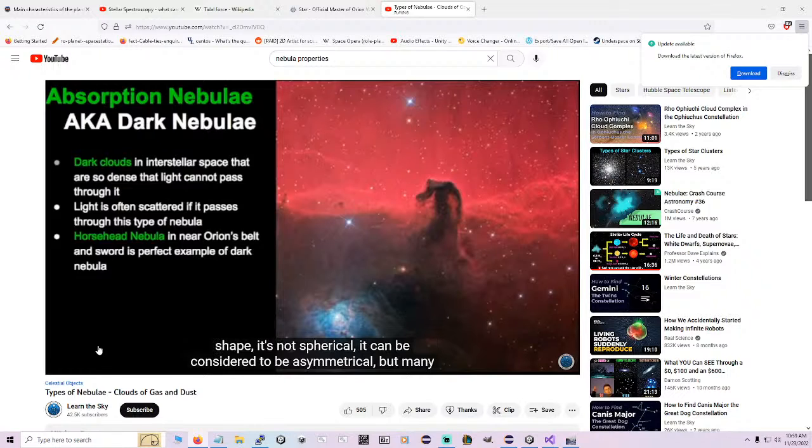It's not spherical. It can be considered to be asymmetrical. But many nebulae are named after what they resemble. And if you take a look at this, you can sort of see how it would resemble a horse's head.